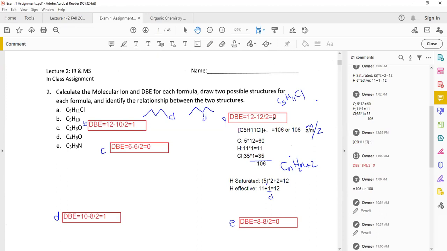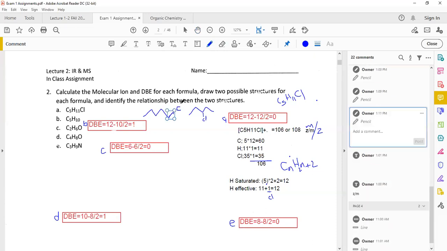So now I need to draw my structure depending on the amount of hydrogens that I have, and then place a chlorine on any carbon. If I have 5 carbons, I do a linear structure: 1, 2, 3, 4, 5. I need another one here, and then I have my chlorine at the end.